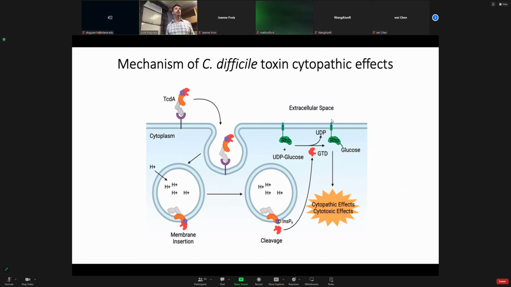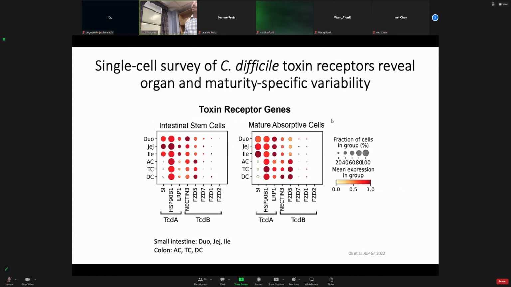You get luminal contents that get into the submucosa. You have an inflammatory response. It's quite bad. And that's where these cytopathic and cytotoxic effects happen from this particular type of reaction. So we thought, hey, do our cells on this platform have the receptors for C.